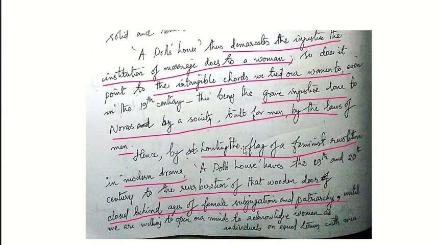Hence, by hoisting the flag of feminist evolution in modern drama, A Doll's House leaves the 19th and 20th century to the reverberations of the wooden door closed behind the ages of female subjugation and patriarchy, until we are willing to open our minds to acknowledge women as individuals on equal terms with men.